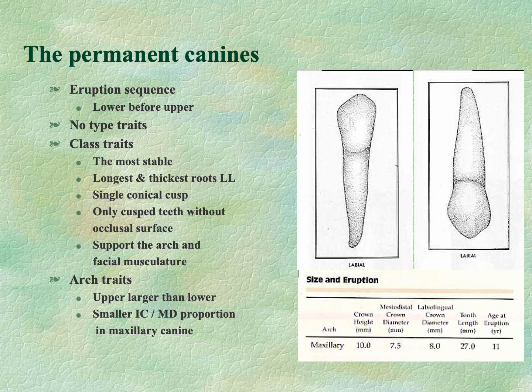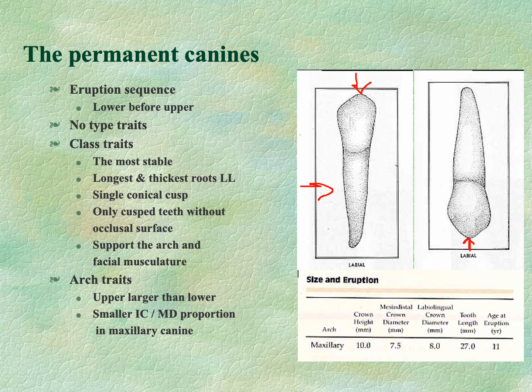The class traits: these are the most stable teeth in the jaw, with the longest and thickest roots labiolingually, and a single conical cusp, as you can see. They are the only cusped teeth without an occlusal surface, which means they have a cusp but there is no occlusal surface. They support the arch and facial musculature. The arch trait: the upper is larger than the lower.